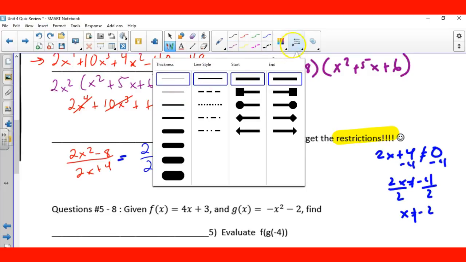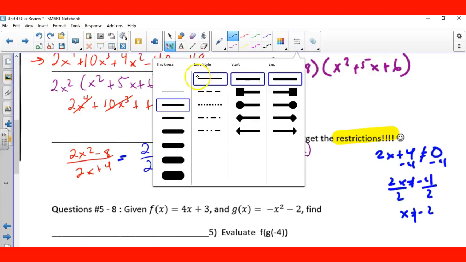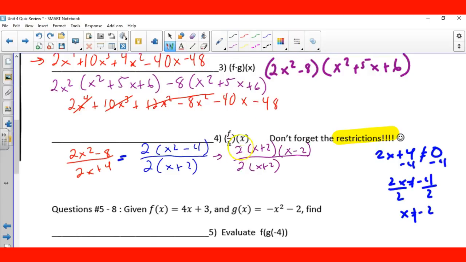With the difference of 2 squares, remember, we can factor that again. So we have 2 times x plus 2, x minus 2. And down at the bottom, that doesn't factor anymore. So it's just 2 times x plus 2. Now, what can we cancel? So let's go ahead and cancel out the same terms. And we're left with x minus 2.